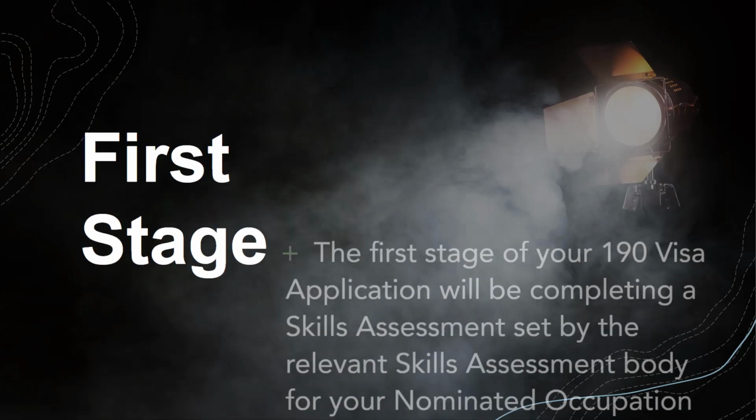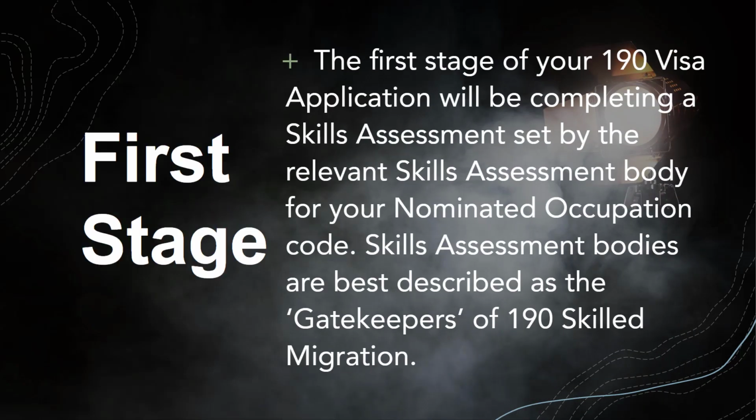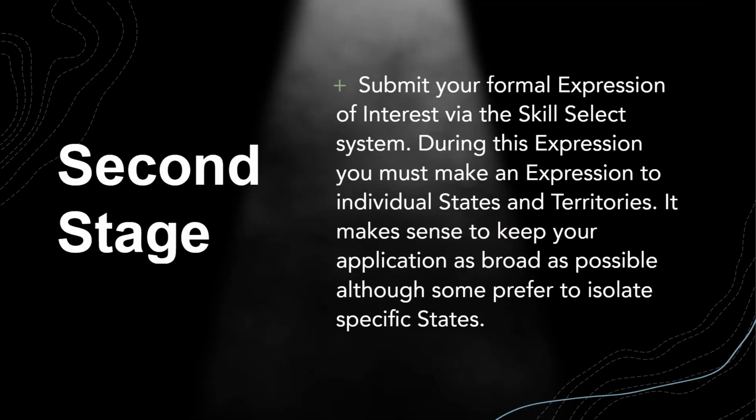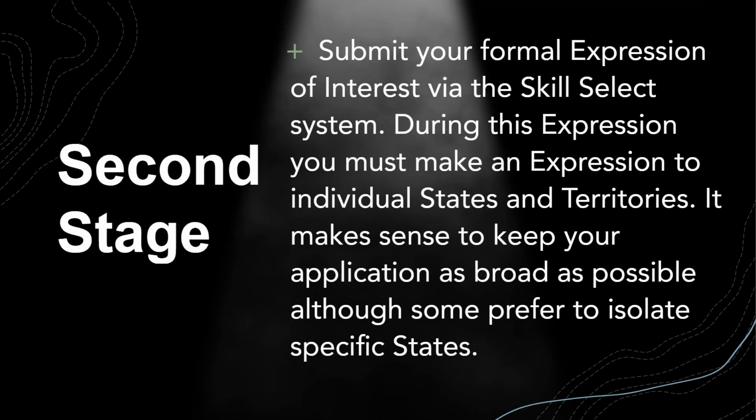The first stage of your 190 visa application will be completing a skills assessment set by the relevant skills assessment body for your nominated occupation code. Skills assessment bodies are best described as the gatekeepers of 190 skilled migration: no skills assessment and no visa. The second stage is to submit your formal expression of interest via the SkillSelect system. During this, you must make an expression to individual states and territories. It makes sense to keep your application as broad as possible, although some prefer to isolate specific states.